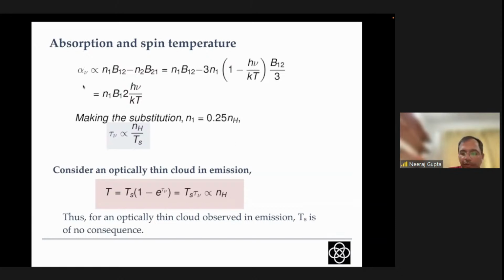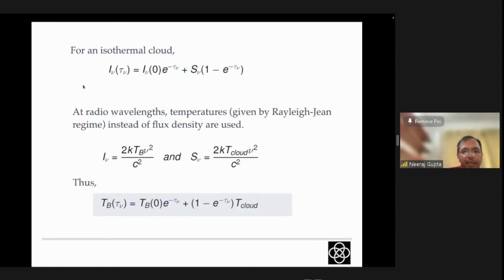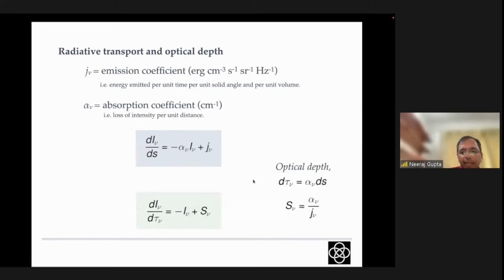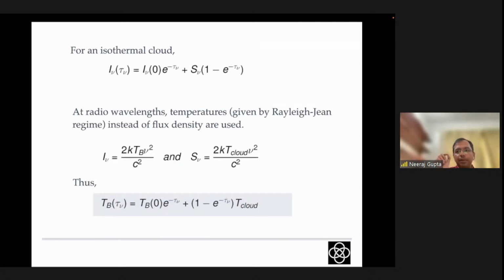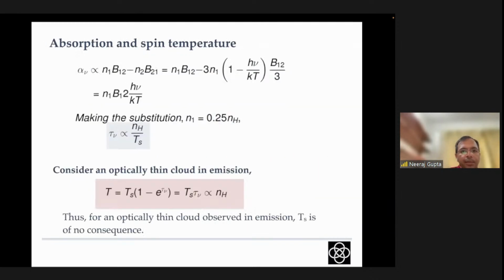So if you recall, we had defined a quantity called optical depth here, right? And this is related to the absorption coefficient, which is here. You can think of it as a probability of absorption of a photon of a particular frequency. So this is related to Einstein's B coefficients in this way. What we are writing here is the stimulated emission corrected for stimulated absorption, and this is related to B21 and B12.